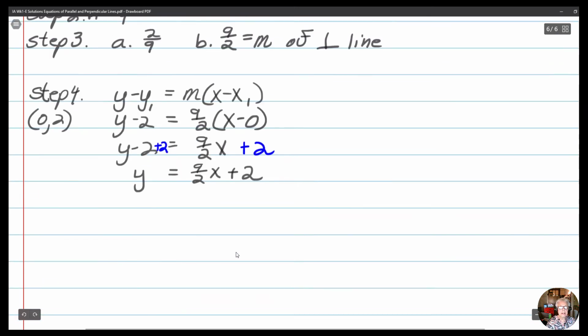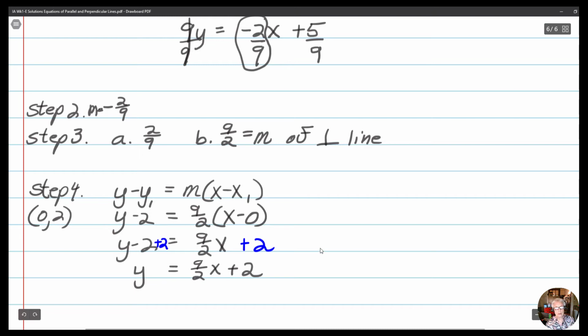Okay, that's it for this homework. We found out how to find the equations of parallel lines and perpendicular lines. That is, when you know or can find the slope of the first one, how to find the whole equation of the parallel and perpendicular line, if you also know a point that new line goes through.